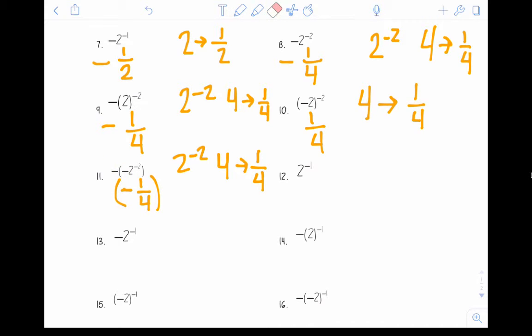And now I'm going to go ahead and bring down that negative that's outside of the parentheses. So now I have negative negative 1/4. So once again, that's like saying negative 1 times negative 1/4. A negative times a negative equals a positive. So this answer is 1/4.